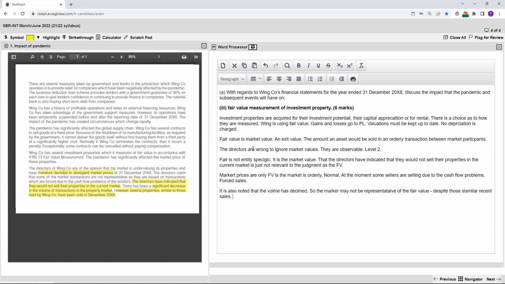The directors are wrong to ignore market values. The directors may well be right to ignore market values. They are observable. Anyway, I want to draw a conclusion, because I think it is good to draw a conclusion. The conclusion is, life is not binary. Life is not black and white. Life is not simple. It is a judgment to the extent that these market prices represent fair value. Maybe we should be looking at alternatives, because there are alternative ways.